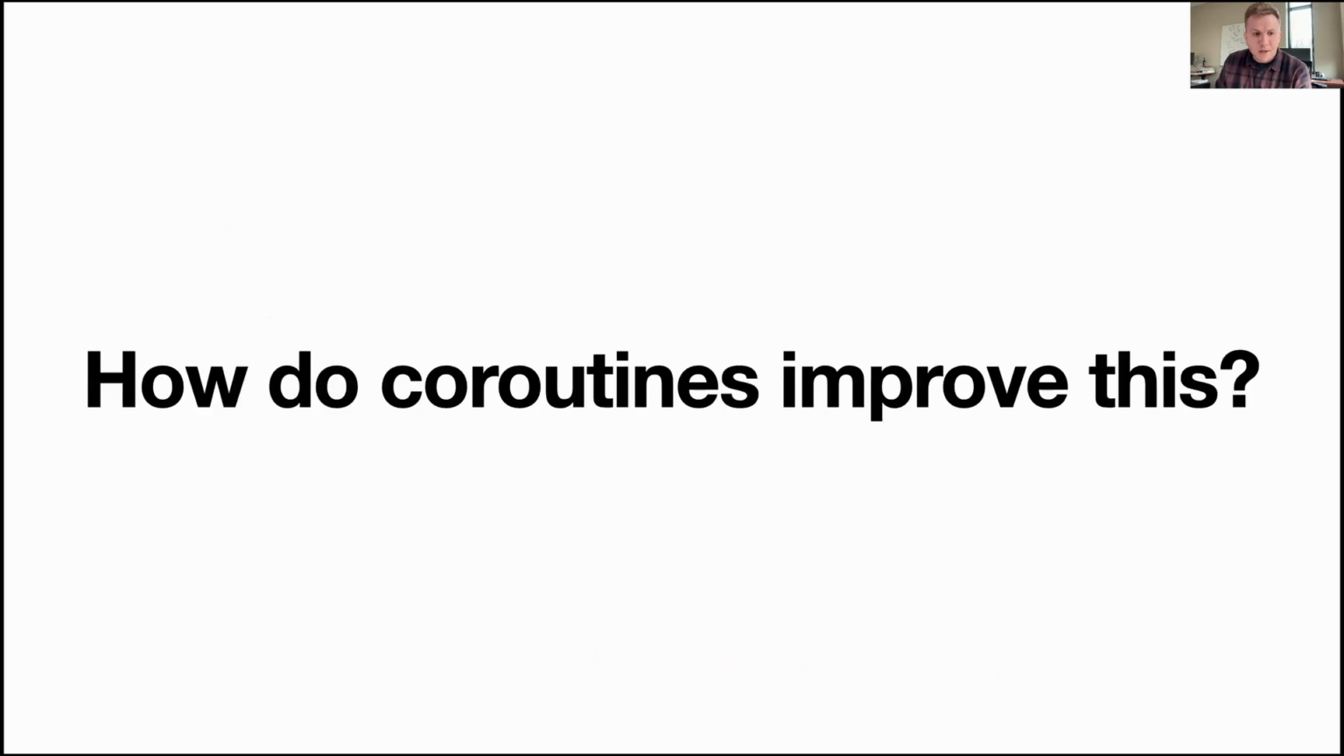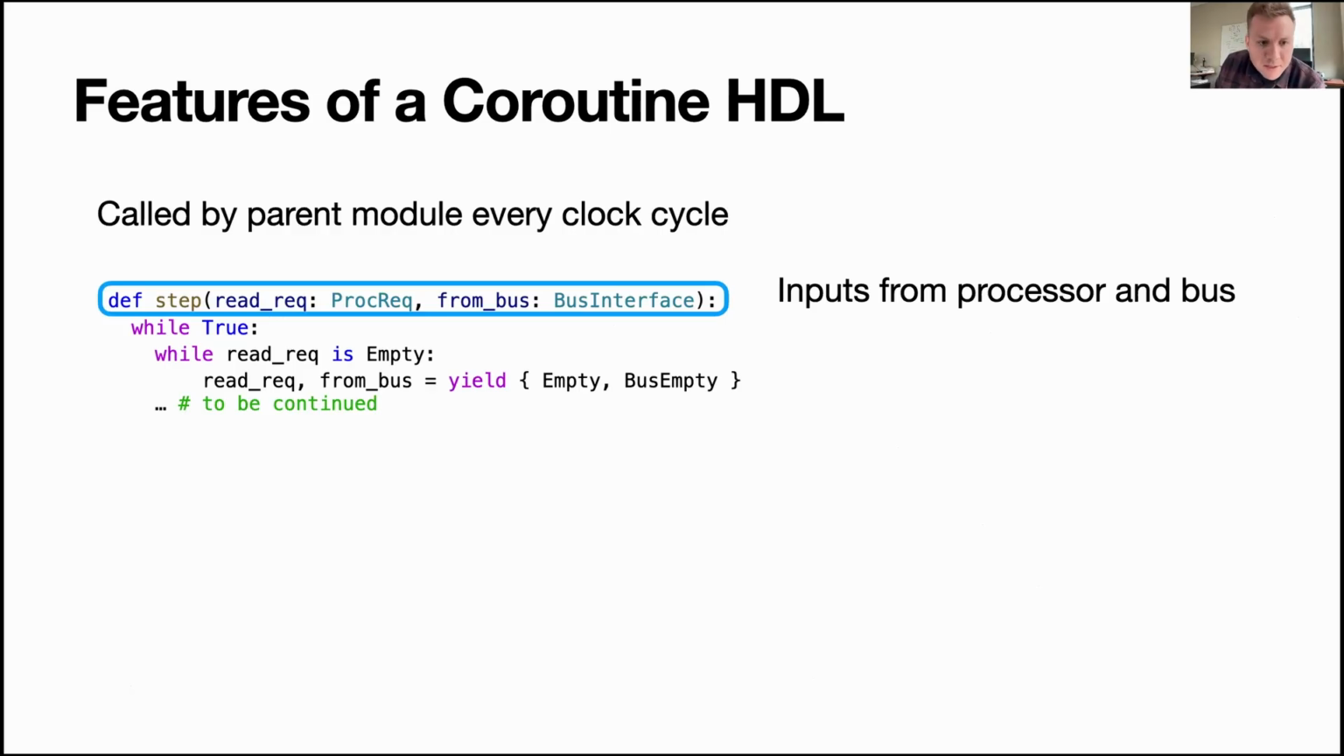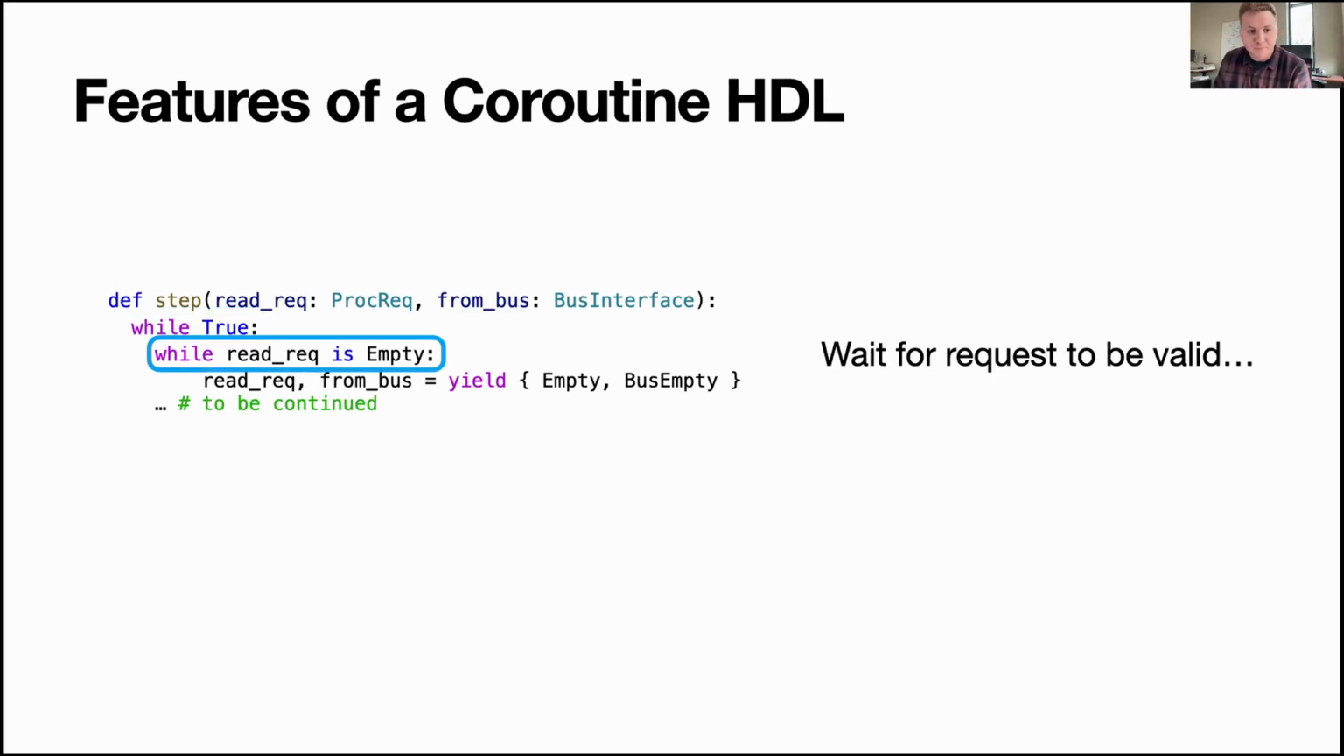So the question is, how would an HDL with coroutines for writing FSMs improve this situation? We'll start by looking at the beginning of a coroutine hardware module written in a Python-like syntax for handling the read requests, like we were looking at before. The timing model of our HDL is such that the coroutine is invoked once every clock cycle and runs until the yield statement. So inputs to the coroutine correspond to inputs to the module. The body of the coroutine contains a while true loop to correspond with the non-terminating nature of hardware, as it should also be a behavioral simulation of the eventually synthesized circuit.